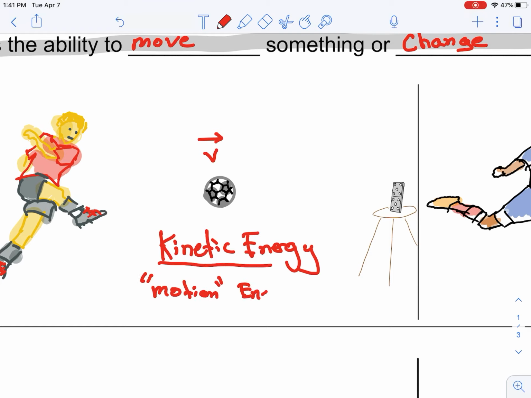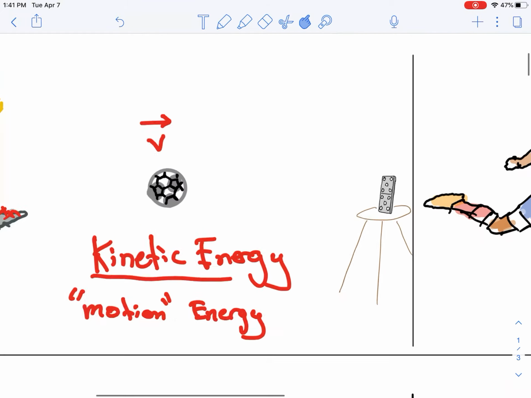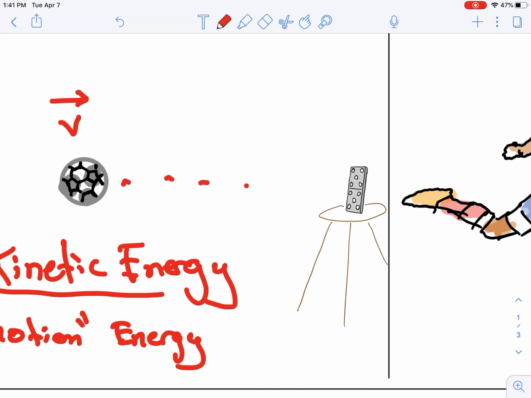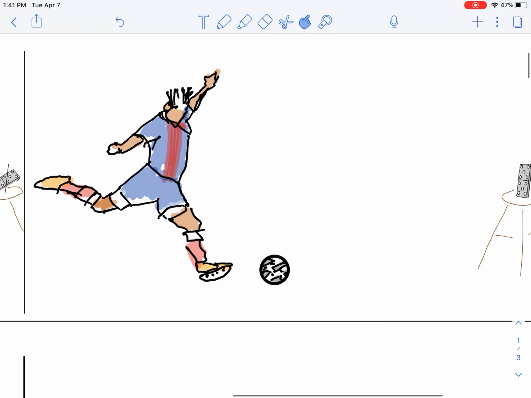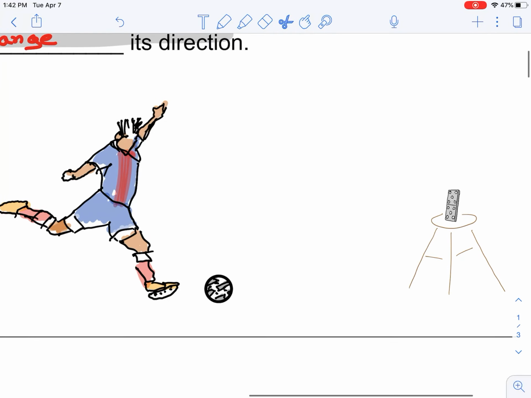Motion energy. Right now, you might be able to hear Frankie snoring on the bed in the distance. He has no motion energy. But this soccer ball certainly does. It's going to move to the right, and it's going to knock this domino down because an object that has energy has the ability to move something.